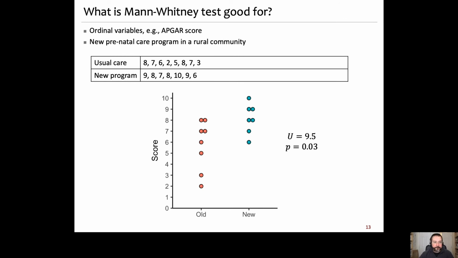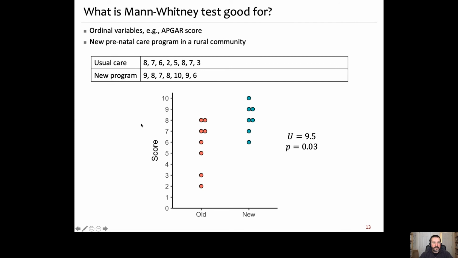of newborns. Because this score, the Apgar score, is completely arbitrary, it is hard to say, for example, whether 6 is greater than 5 by the same amount as 5 is greater than 4. We don't know the distance between individual score values. We only know which of them is greater, which of them is smaller. This is the so-called ordinal value. And this is where the Mann-Whitney test is very useful.